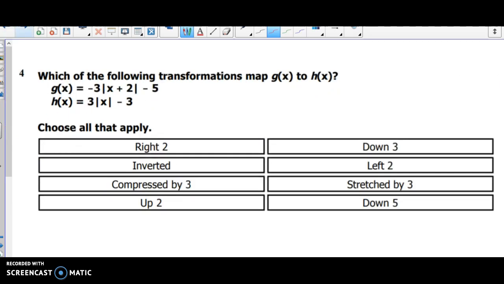Which of the following transformations map g of x to h of x? Okay, so what happens here from g to h? Well, guess what? It's flipped. So we call that being inverted. Okay, it went from here to here. So the difference here is a +2. So we went up 2. The difference here is that we went right 2. So those are the 3 things that happened to that graph.